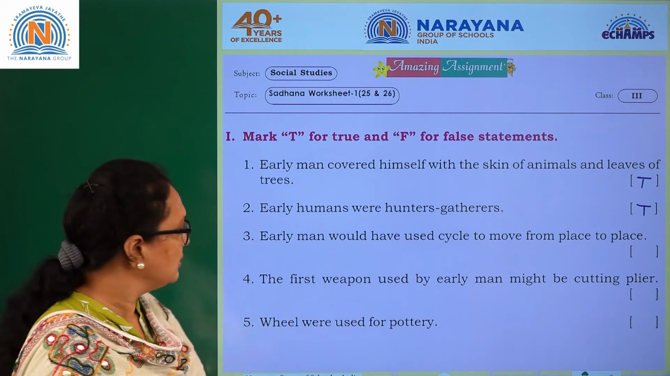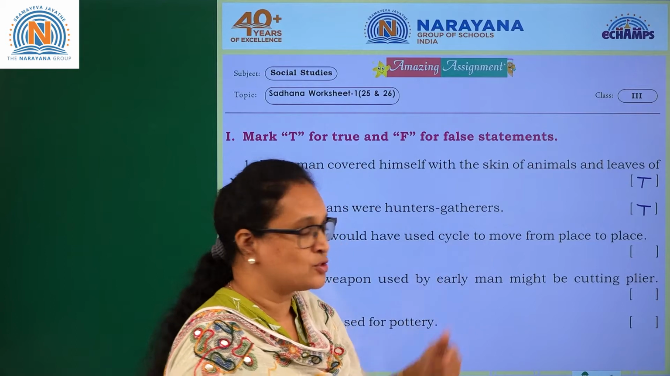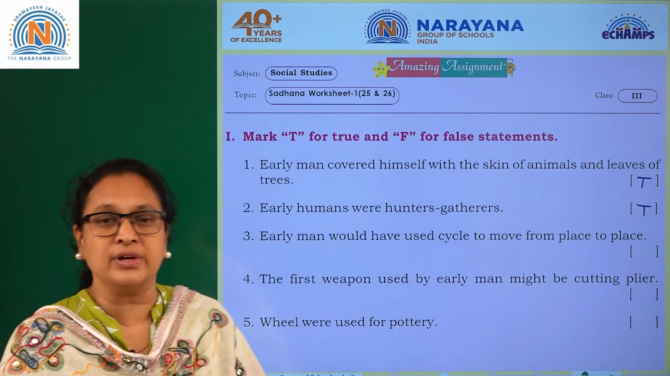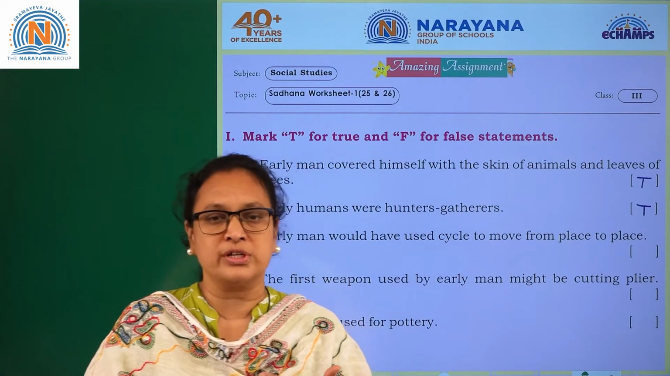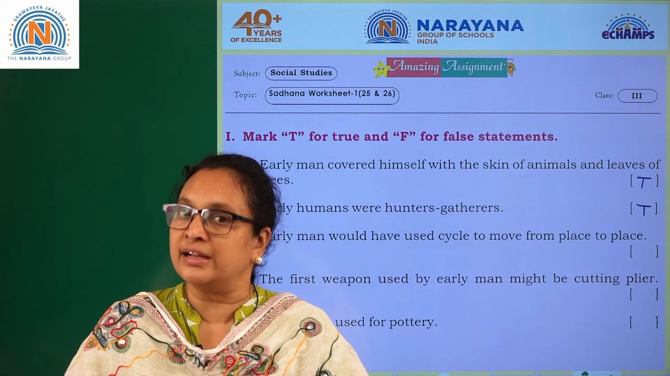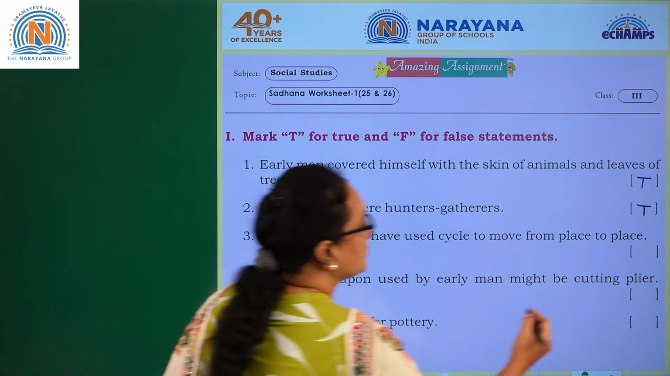Coming to the third one, early man would have used cycle to move from place to place. It's something funny. How can they use a cycle? Definitely during the new Stone Age period, they invented the wheel, but cycle was not discovered. So this statement is false.